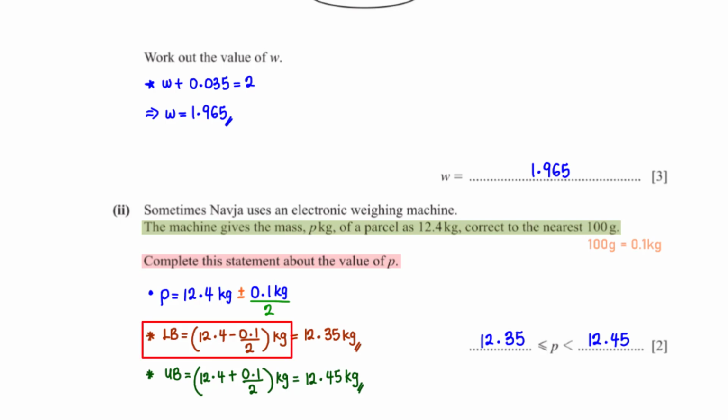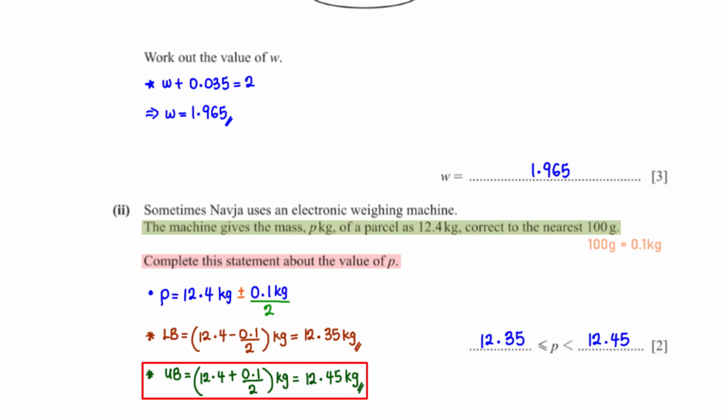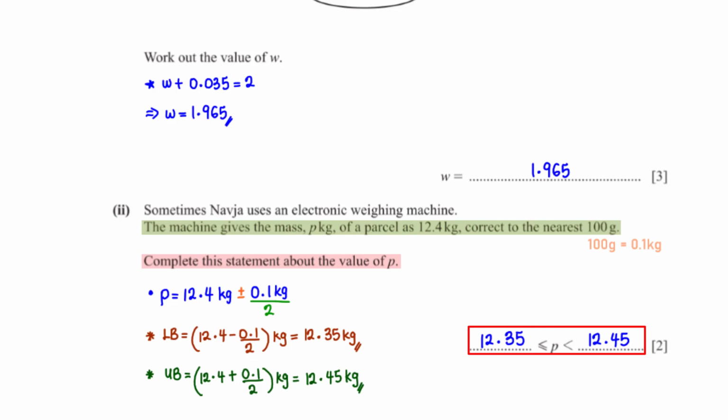So for the lower bound of P, we have 12.4 minus 0.1 over 2 kilograms, which is equal to 12.35 kilograms. And for the upper bound of P, we have 12.4 plus 0.1 over 2 kilograms, which is equal to 12.45 kilograms. So we have P is greater than or equal to 12.35 and less than 12.45.